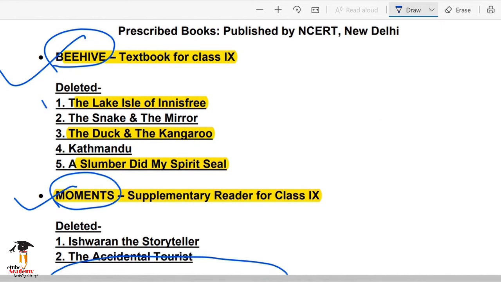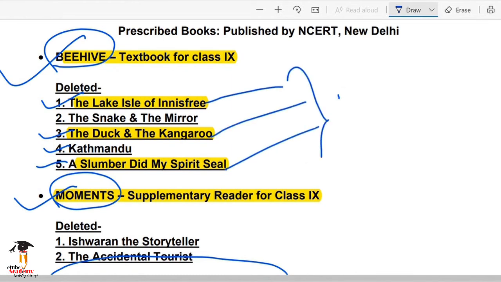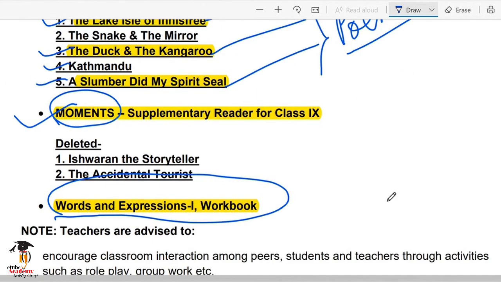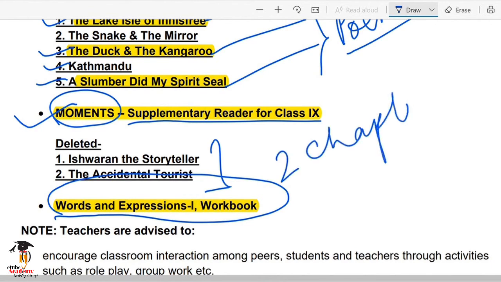From the book Beehive, the first is The Lake Isle of Innisfree. The second one is The Snake and the Mirror. The third is The Duck and the Kangaroo. The fourth is Kathmandu. And the fifth is A Slumber Did My Spirit Seal. The ones I have marked are poems; you also must have seen that these 3 are poems. If we talk about the second book, Moments, that is the supplementary reader for class 9th, there only 2 chapters have been deleted. The chapter names are Ishwaran the Storyteller and The Accidental Tourist.